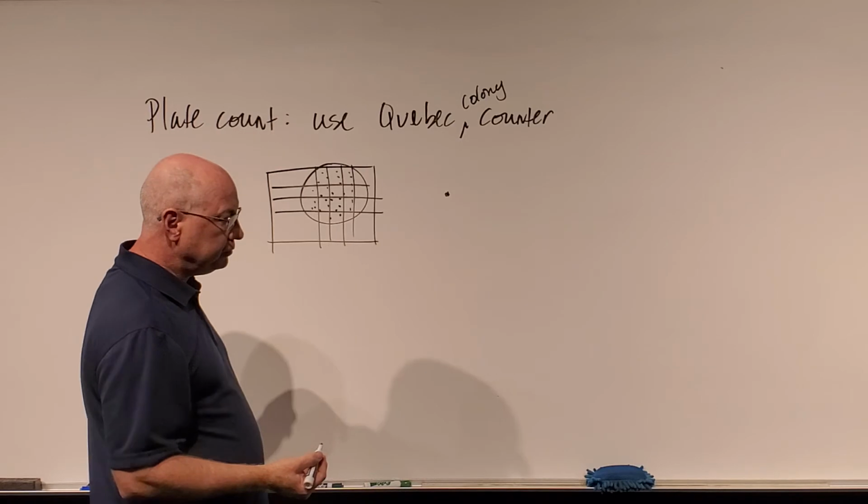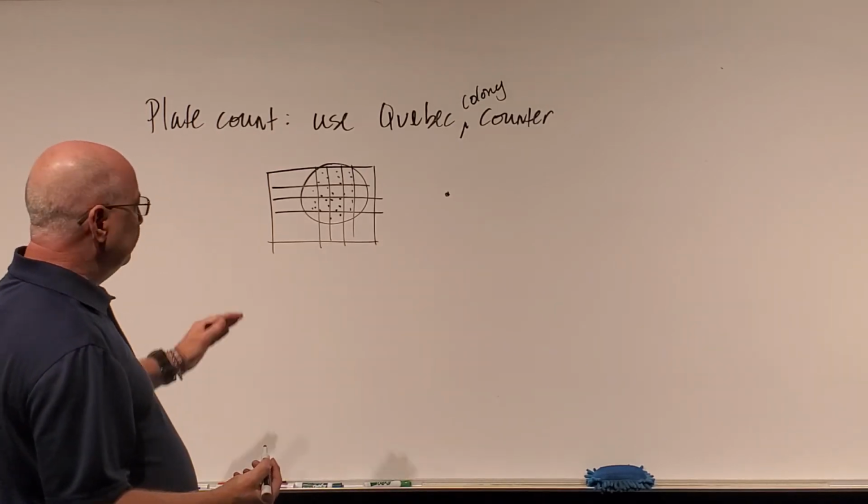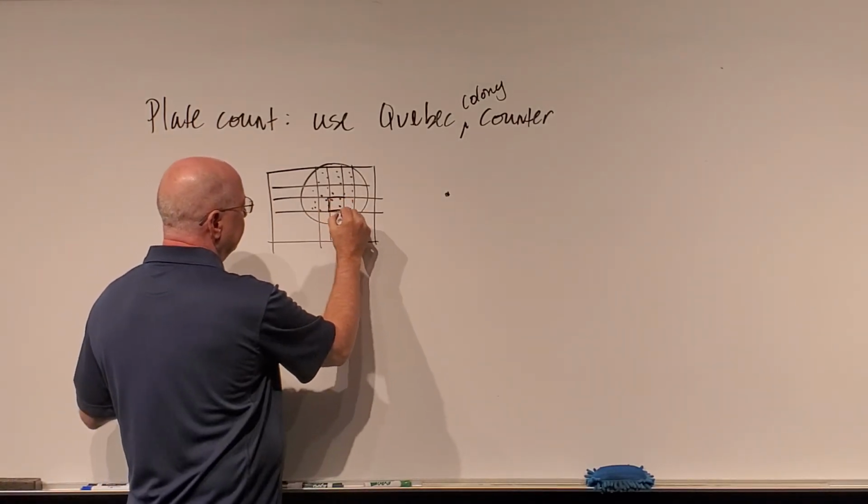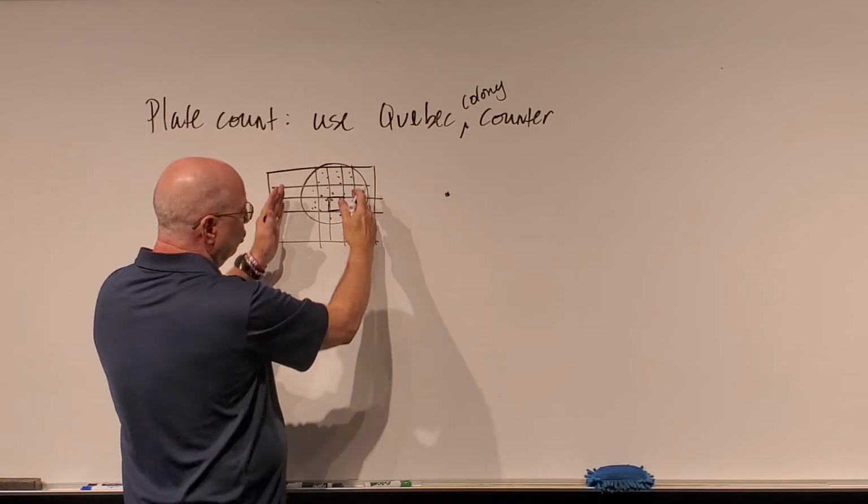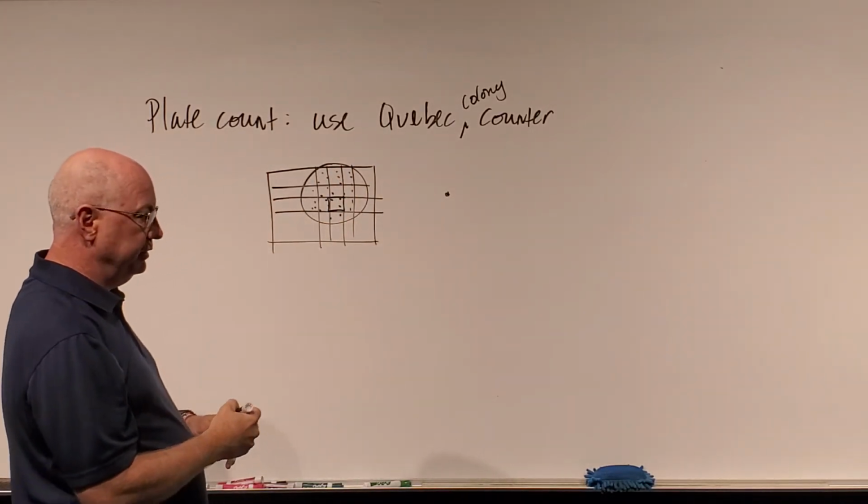And as you count a specific grid, then you can estimate out to the total surface area how many bacteria are present.